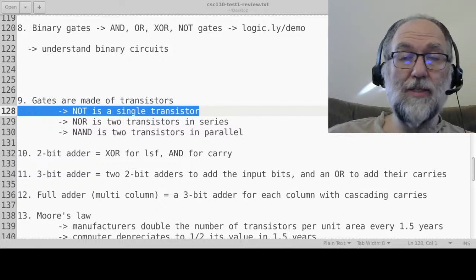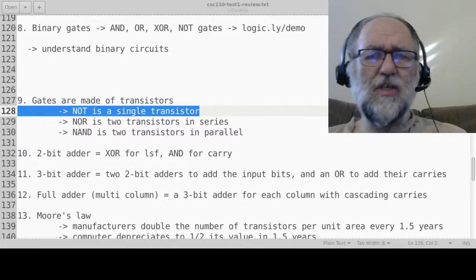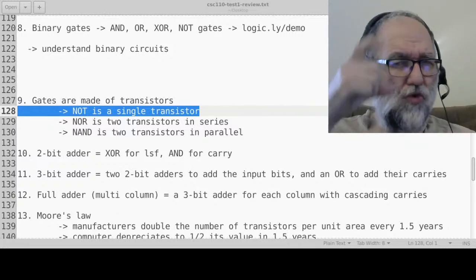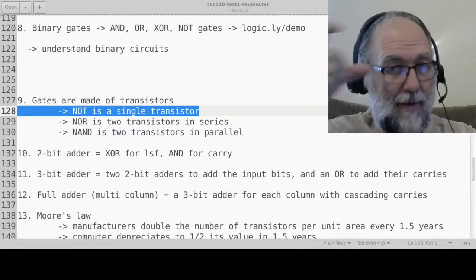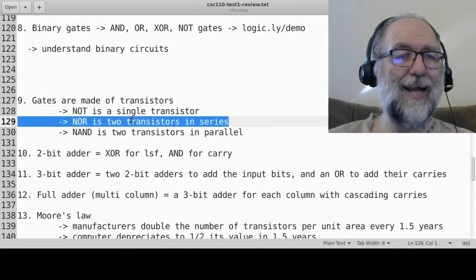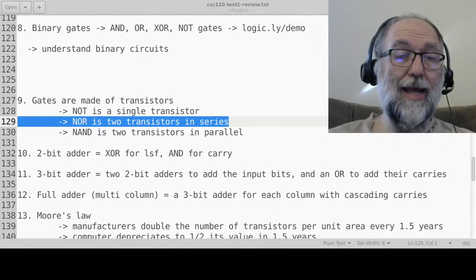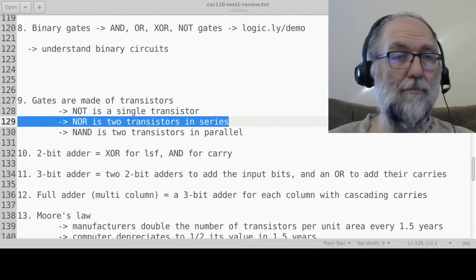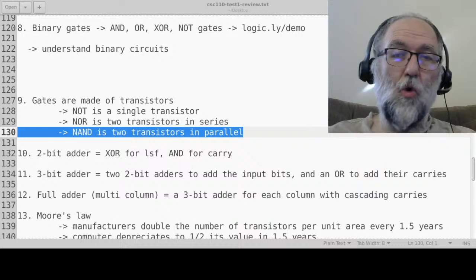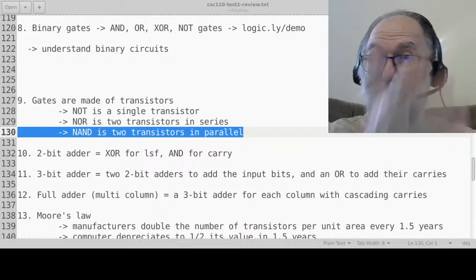Two transistors in series. You say, what's series? I'll show you the picture in a minute, but it's like one daisy-chained after the other. Not side by side, but one after the other. That's what series means. So two transistors in series act like a NOR gate, and two transistors in parallel, that is side by side, act like a NAND gate. And you say, whoa, what's this NOR and NAND all about?